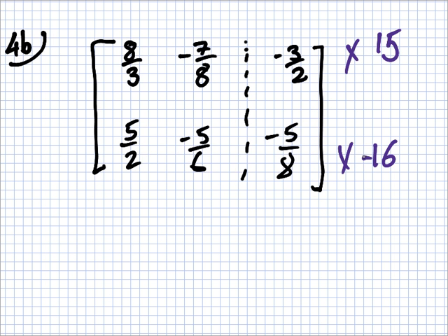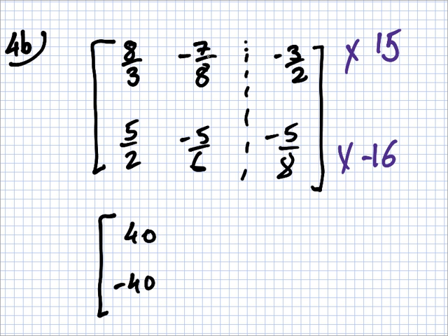Why don't we just divide 5 over 2 by 8 over 3, then multiply 8 over 3 by that, so that we get a half? You can. I'm trying to get rid of my fractions, you see. So if I multiply this by 15 and this by 16, then I'll end up here with a 40 and a minus 40.